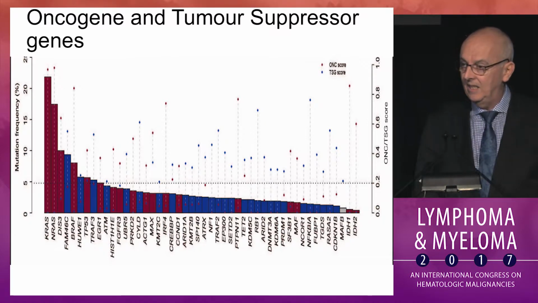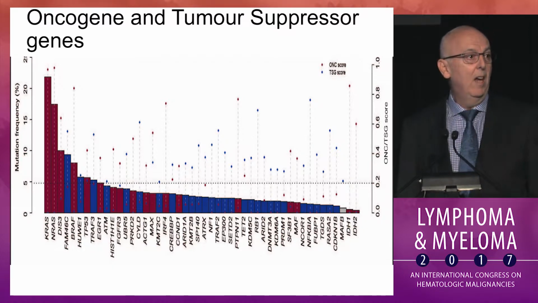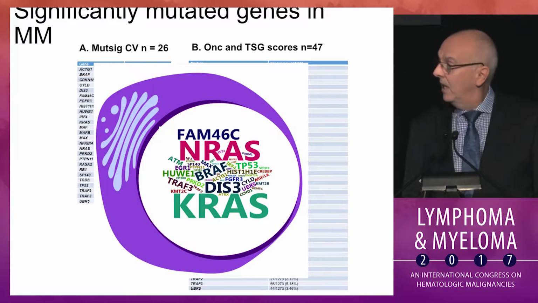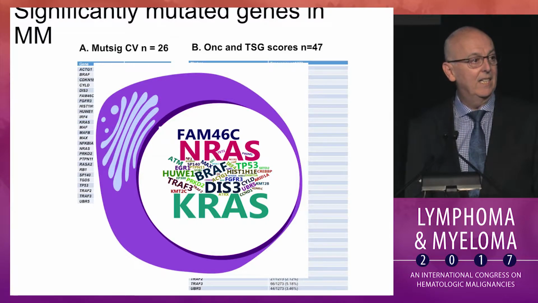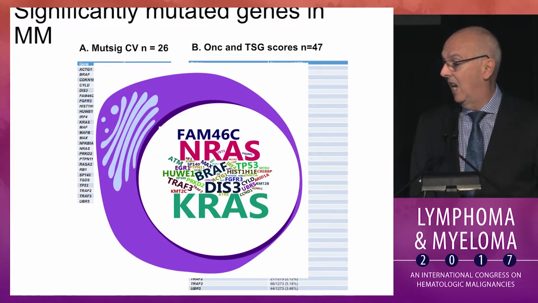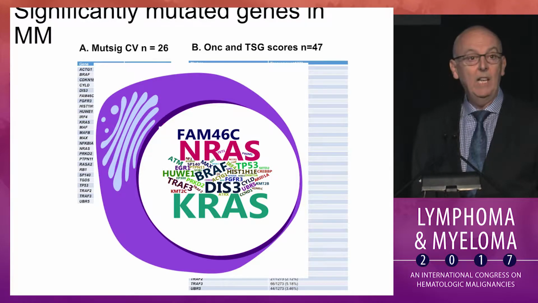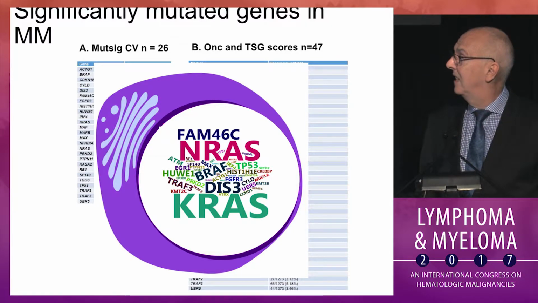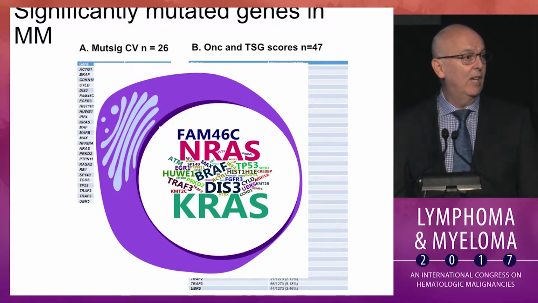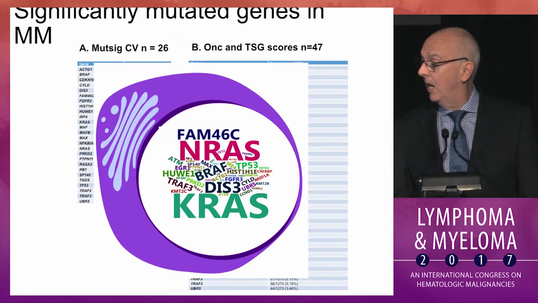Myeloma is clearly a disease of the RAS pathway, but we do find RNA splice variants and epigenetic variants as well. That's encapsulated in this word cloud, where the frequent genes are in the largest text. You can see that NF-kappa B and RAS are really important, and genes like DIS3 and FAM46C, we still really don't understand fully their biological role, but are important.